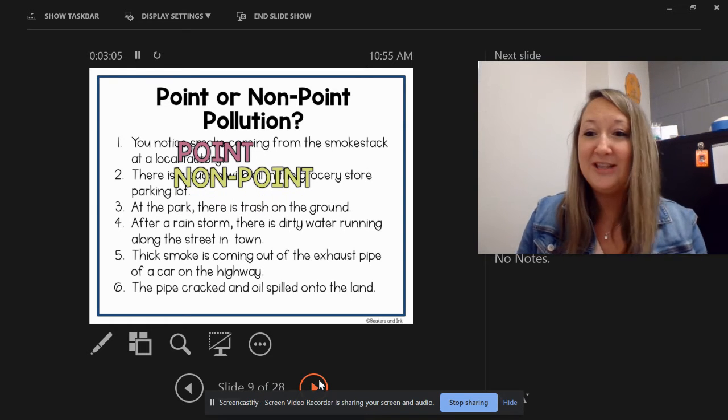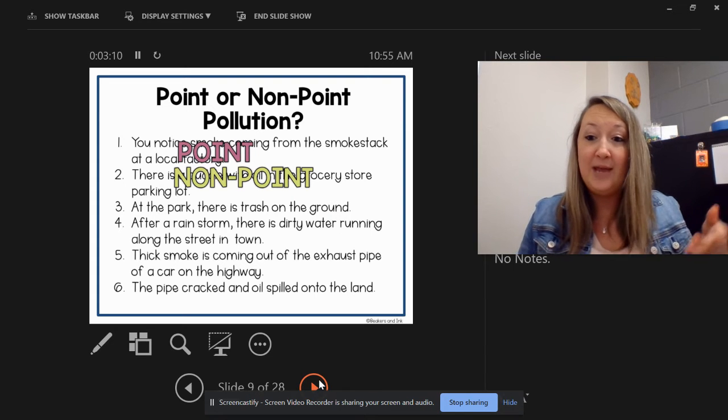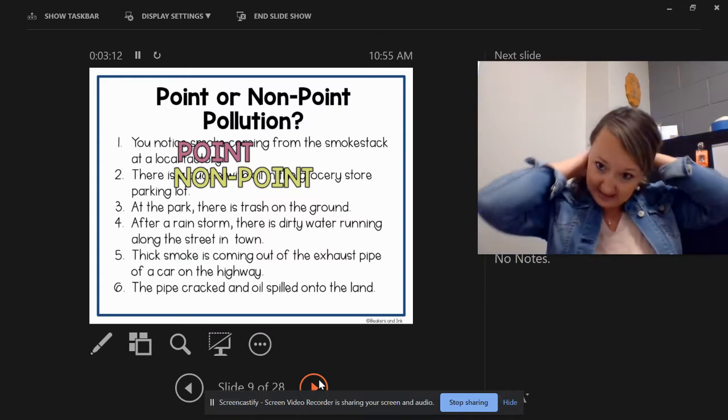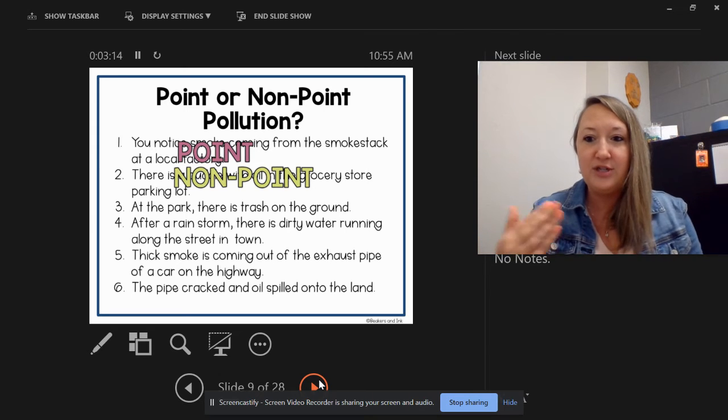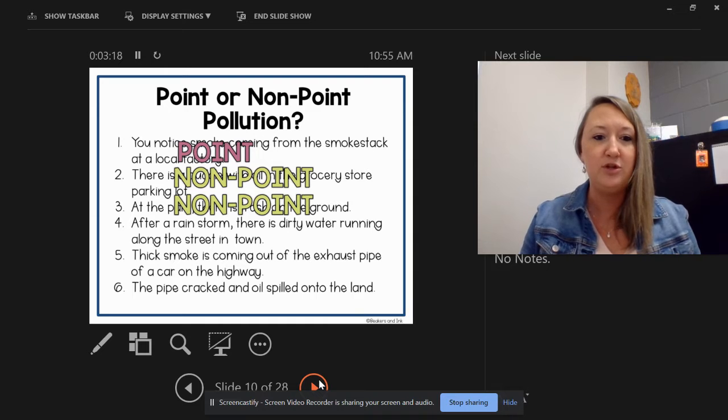Whoop. At the park, there's trash on the ground. I just showed you guys the answer for that one. That's non-point. We can't pinpoint who put it there, right? We can't list a particular guilty party. So that's going to be non-point source pollution.